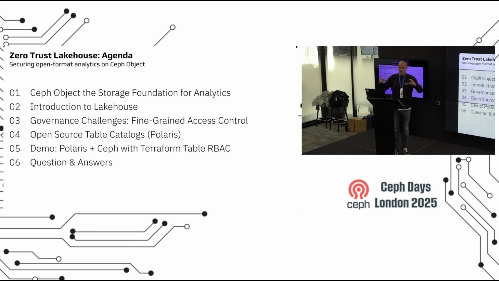Once we present the problems that we can have trying to work around governance and access control, we will talk about how open source table catalogs like Polaris can help us with this problem, and give us an option to provide the required security and access control for our Lakehouse. And finally, so we don't go to sleep and we have a lot of chances of things exploding or not working, we're going to do a live demo and see how that goes.